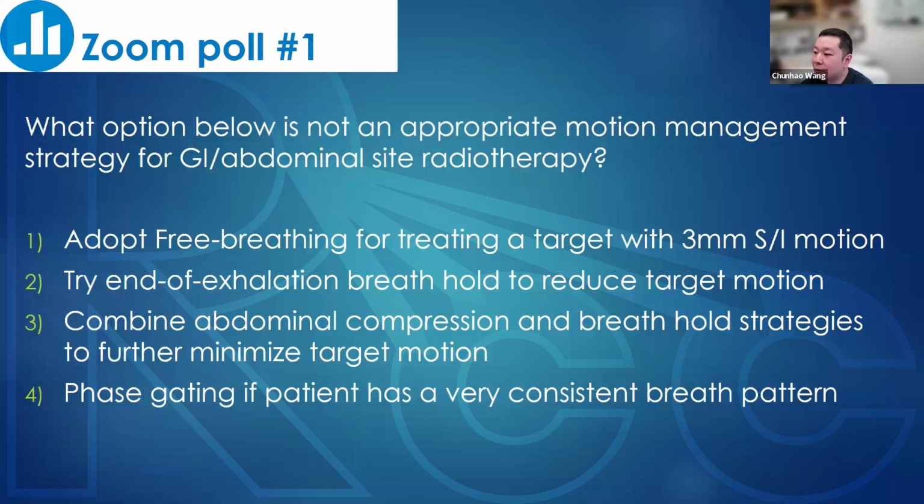Okay, so now we're going to come to a milestone here and make a short stop. Here's our Zoom poll number 1. Which option below is not an appropriate motion management strategy for GI abdominal site radiotherapy? 1, adopt free breathing to treat a target within 3 millimeters superior-inferior motion. 2, try end-of-exhalation breath hold to reduce target motion. 3, combine abdominal compression and breath hold strategies to further minimize the target motion. 4, phase gating if the patient has a very consistent breathing pattern.